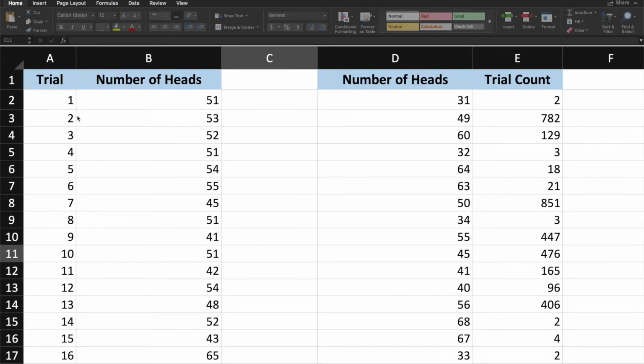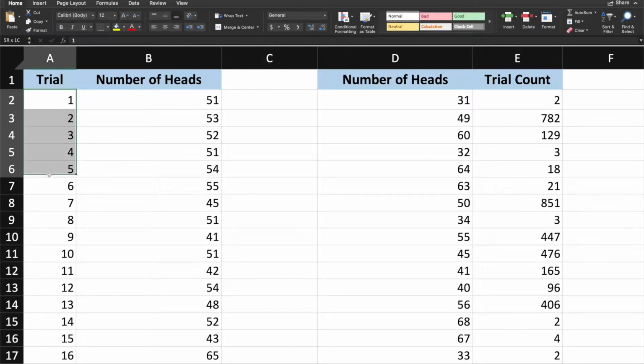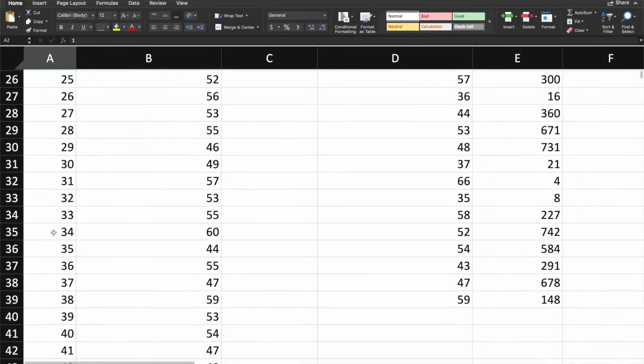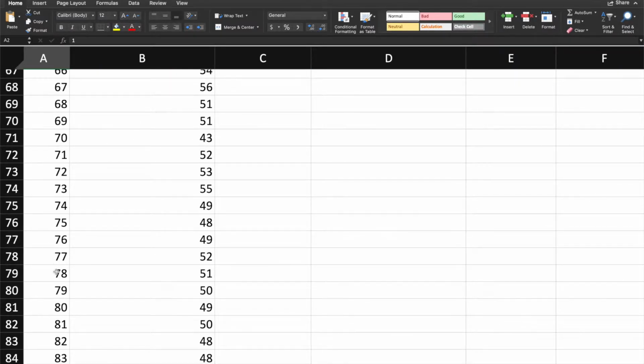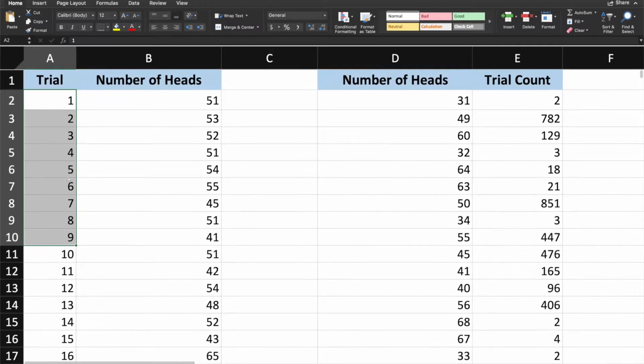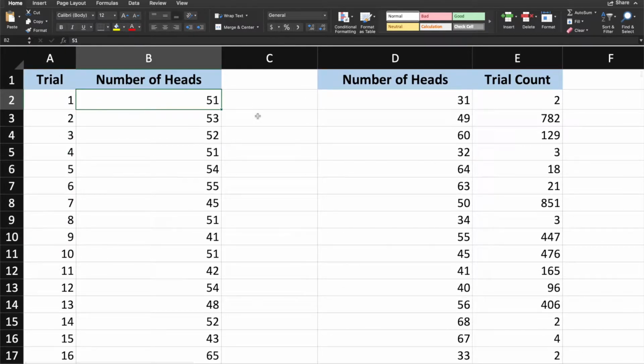So as I explained, my computer simulated 1,000 trials, right? If I scroll all the way down here, you would see all 1,000 iterations of flipping a coin 100 times. So you can see in the first trial, my computer simulated 100 coin flips and we got 51 heads, which of course also means we got 49 tails. And then for the second trial, the second round of flipping that coin 100 times, we got 53 heads, and so on and so forth.